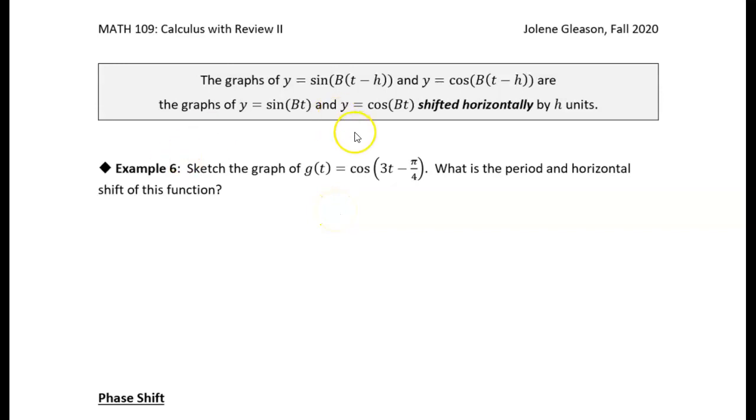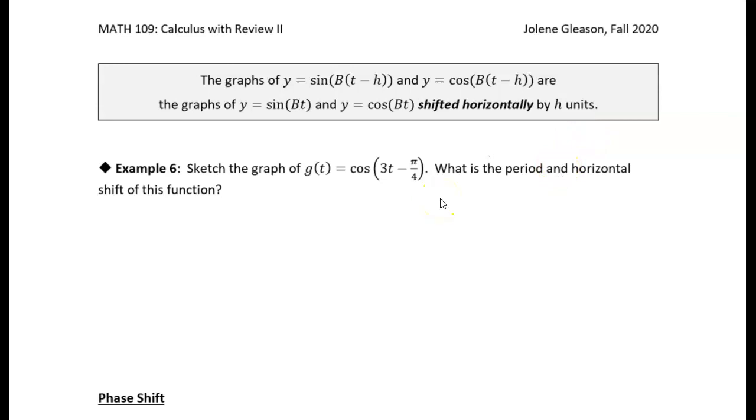Right, so this gray box summarizes the conclusion that we came to from example 5. If we factor the b value out of the argument of the sine or cosine function, we get something that looks like b times the quantity t minus h. Then we can easily read the horizontal shift right off of the formula. So h is the horizontal shift of the graphs of either sine of bt or cosine of bt.